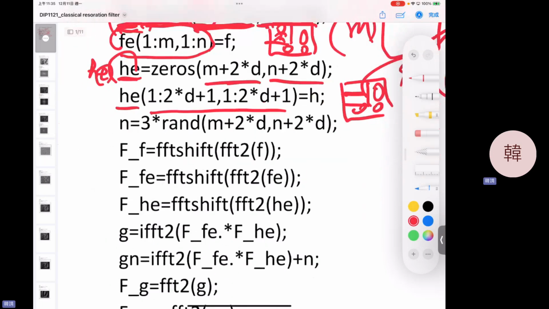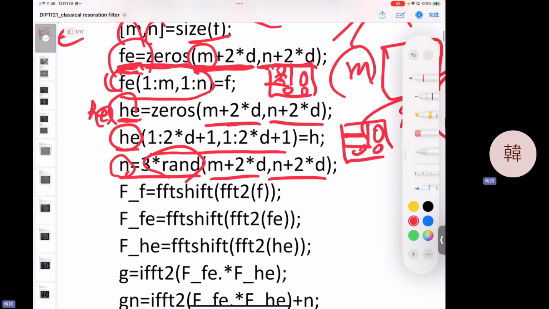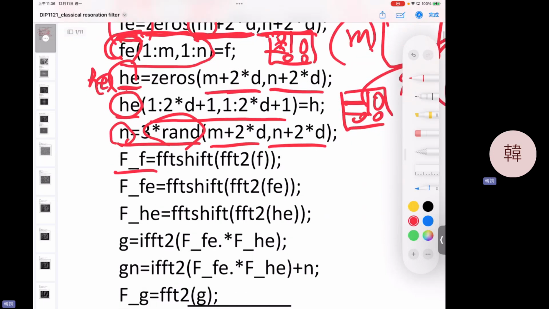Okay, so now let's add some noise. Random noise, and then with the size. So we have a noise, we have the extended HE, and we have the original extended image. We are going to transform to the Fourier domain. If you have a capital F here, it means after Fourier transformation. So FFT shift, FFT2 is very easy. FFT2 is just the 2-dimensional FFT.